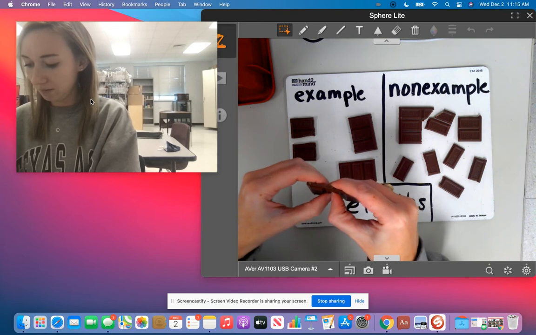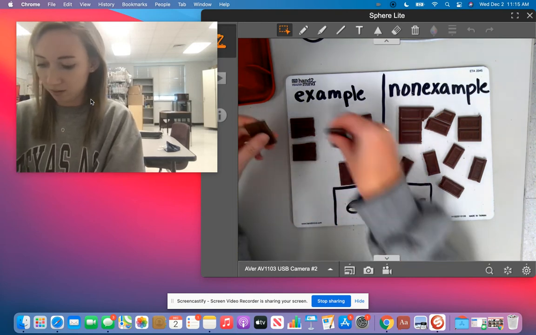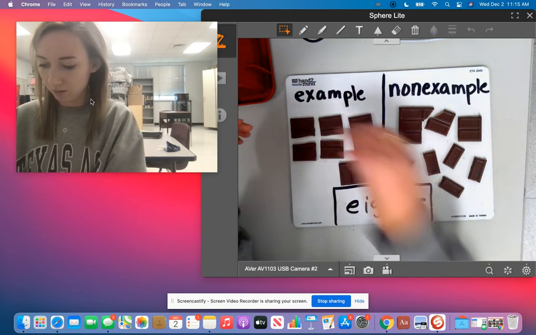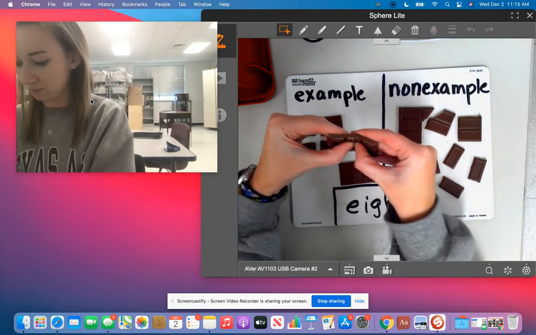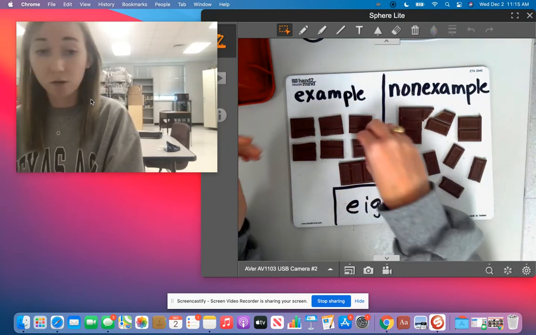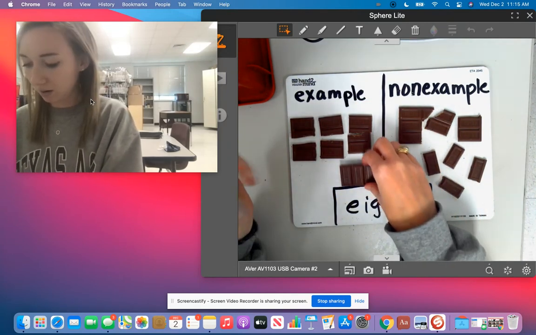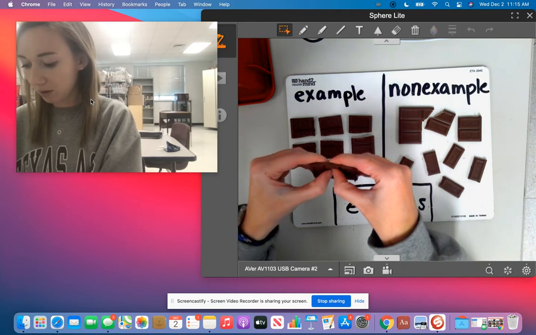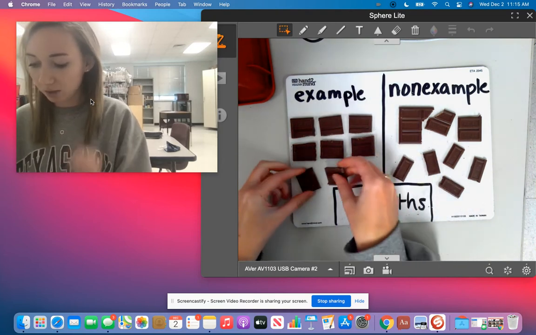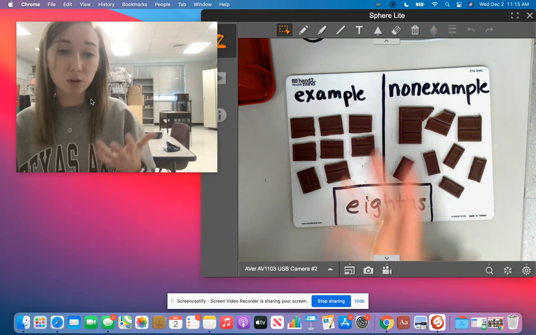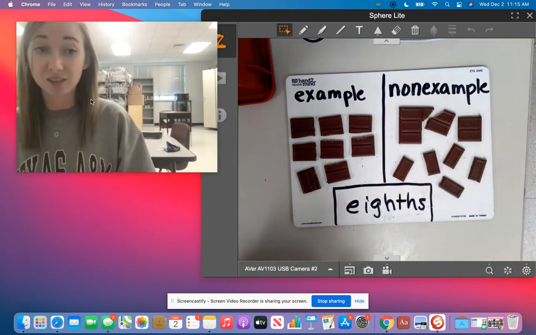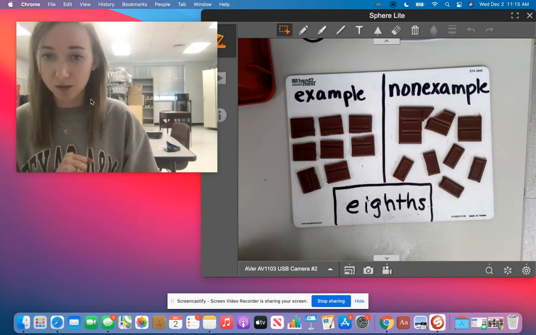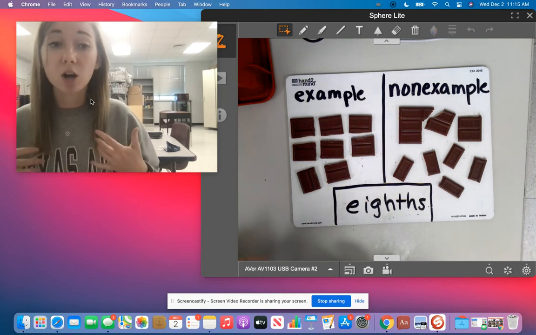I'm gonna go here. Here. There we go. There we go. Miss Sigler is not a robot, so I cannot cut chocolate super perfectly, but I'm trying my best. Okay, so I just broke all of those 4 parts into 2 more equal parts, each one of those into 2 equal parts. So now let's look. I have how many parts over here? I have 8 parts, and are they equal?